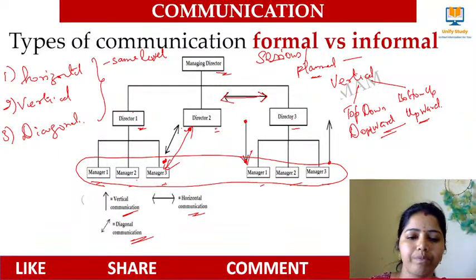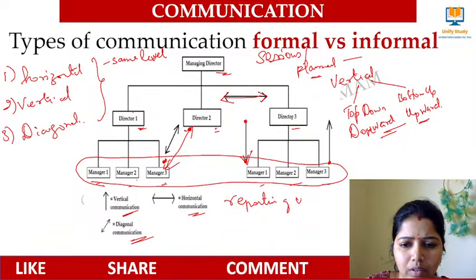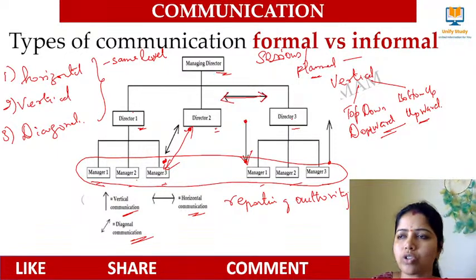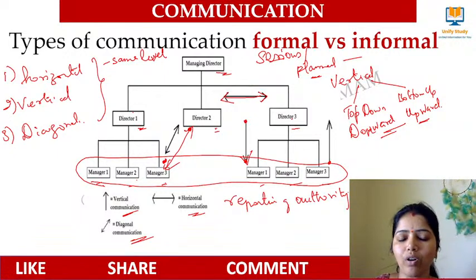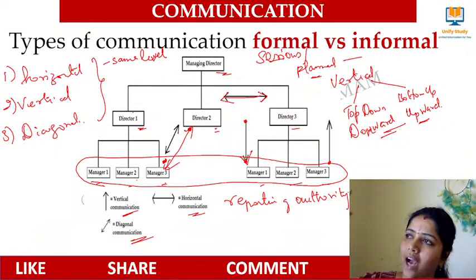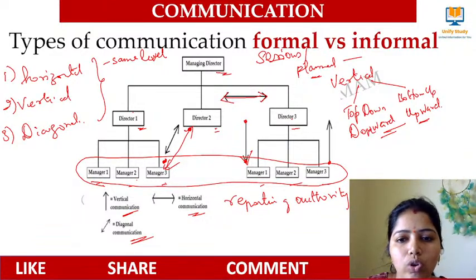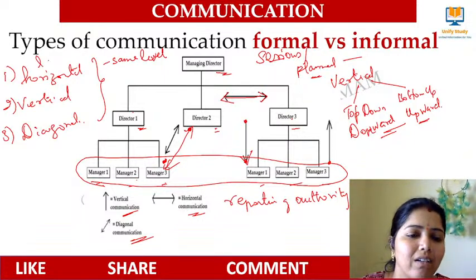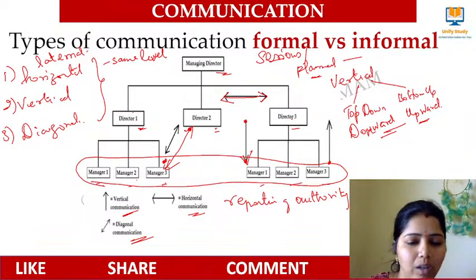There is a term called reporting authority. When a person directly talks to a non-reporting authority, it's called diagonal communication. When I belong to one department and I'm directly talking to another department's head, that is diagonal communication. Horizontal communication is also called lateral communication. Note down, this is also called lateral communication.